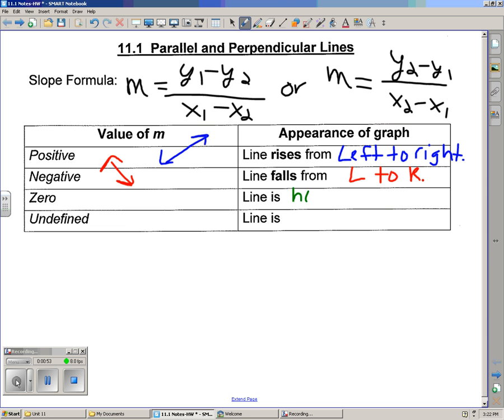If your slope is 0, then your line is a lazy line. Your line is horizontal. Those are those Y lines, those lazy lines. And if your slope is undefined, then your line is vertical. Those X lines, and you look like this.